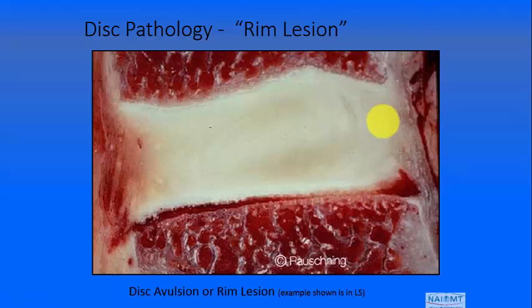Another disc injury which has been identified in severe trauma is a disc avulsion or rim lesion, where the disc has been ripped off the body of the vertebra. This typically occurs in the anterior aspect of the disc as a result of trauma into a position of extension.